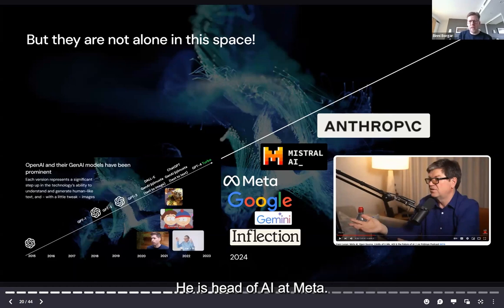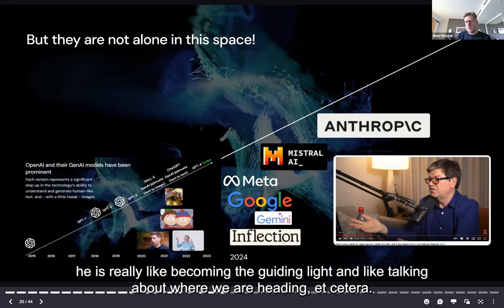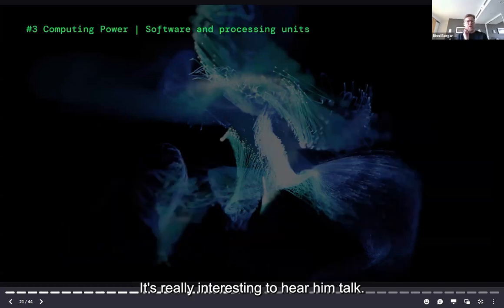He is head of AI at Meta. And if you're interested in this technology, you could check him out, Jan LeCun, and what he has to say. He is really becoming the guiding light, talking about where we are heading, etc. It's really interesting to hear him talk.